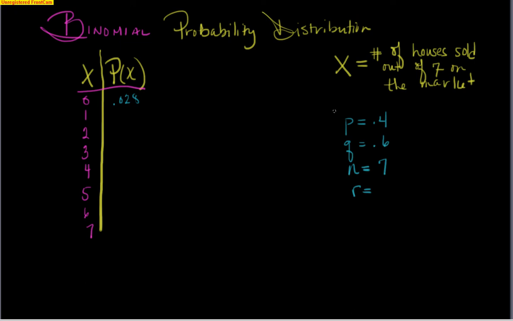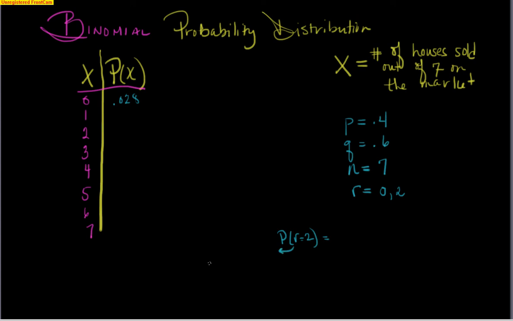So the probability P, which is the probability of a success, which is the probability of selling a house, is 0.4. The Q is 0.6. 7 is the total number of houses that are available, and R is whatever we're solving for. So we just did R equals 0. Right? We can also try the next one, or let's skip 1. We'll jump to 2. Let's figure out the probability that R equals 2.